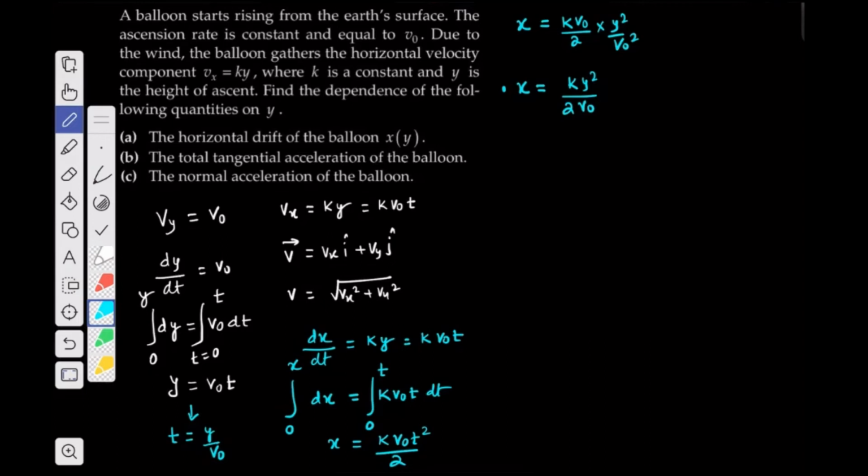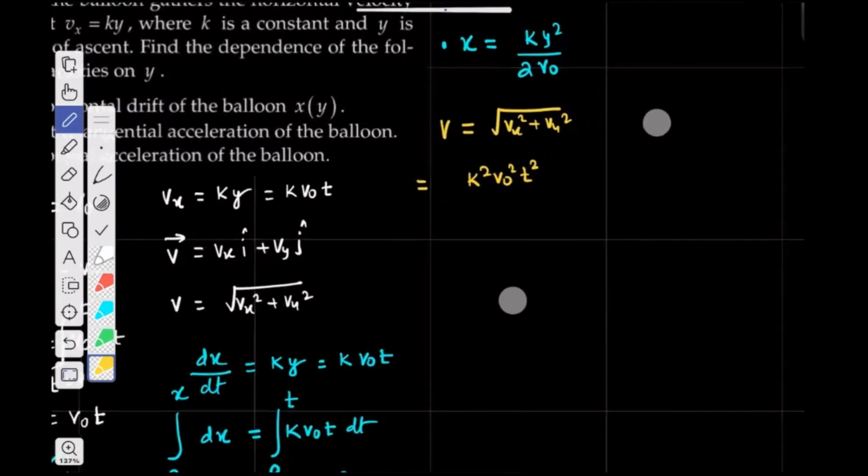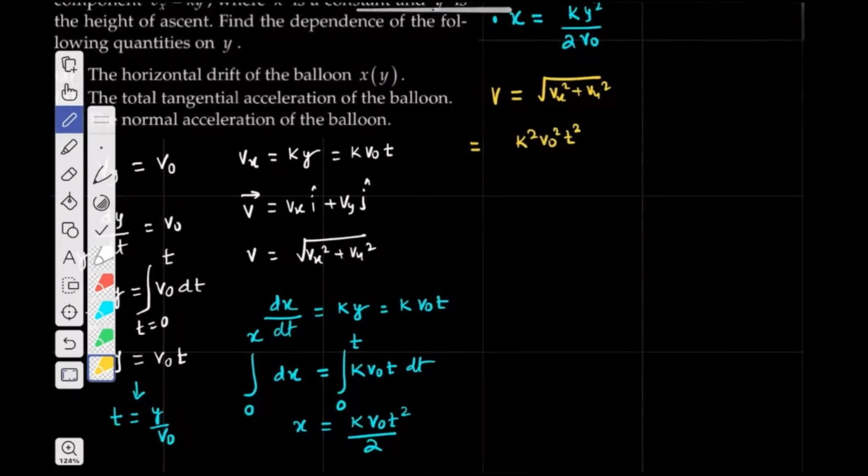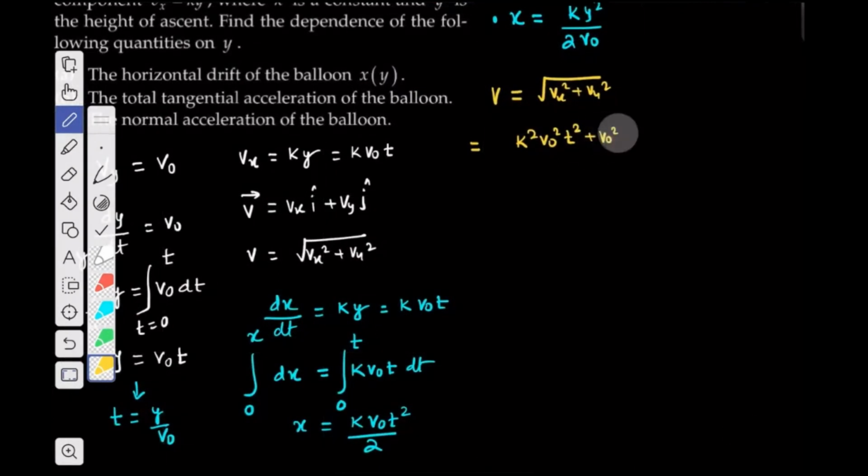Next part, they're asking us the tangential acceleration, meaning rate of change of speed. So how speed is changing, we must find what speed is as a function of time first, and that we can do easily because I know what velocity it has got in y and x direction. So speed is going to be root over Vx square plus Vy square. So it's going to be equal to, Vx is k v naught t, so root over k square v naught square t square plus v naught square.